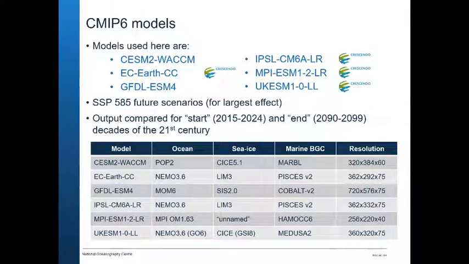One thing to point out is that the models are approximately 1 degree resolution, although the GFDL model is higher resolution. There's obviously quite a range of physical ocean, physical sea ice, and marine biogeochemical models, although there is some overlap between them, although when you actually look at the results, you wouldn't necessarily know that.